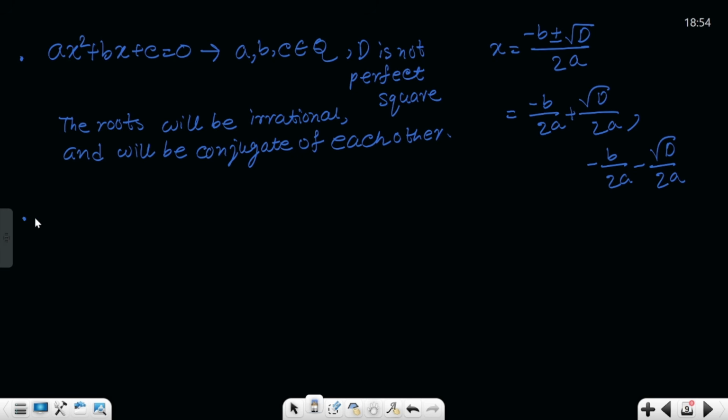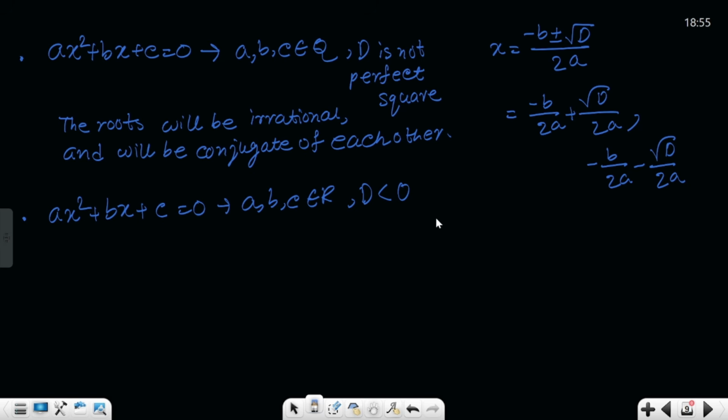Same thing we can say for complex roots. Like if there is ax square plus bx plus c equals 0, where a, b, c are real, and d is obviously less than 0, then the roots will be complex, right? And the complex roots will be conjugate of each other. That means if one complex root is p plus iq, the second complex root will be p minus iq always, right?